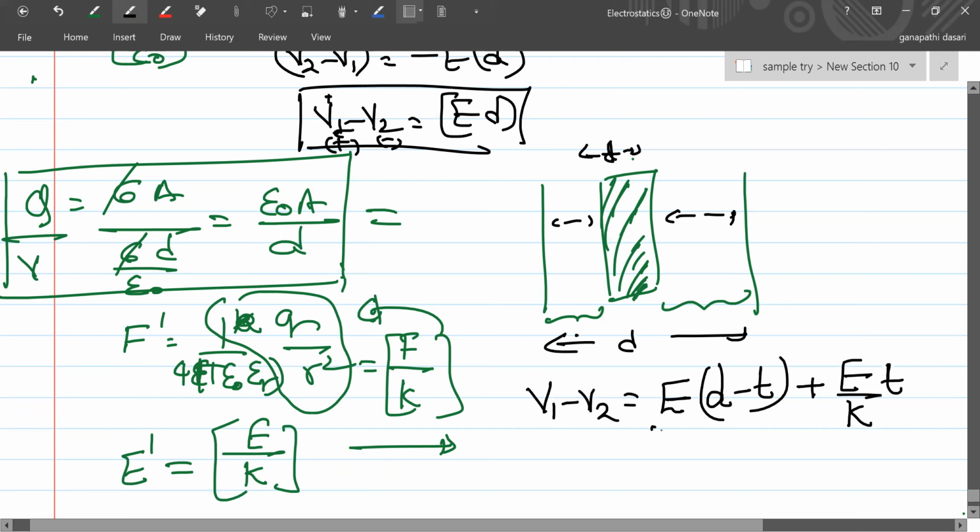Did you get it? The electric field E naught is present between the plates in the D minus T region, because D minus T thickness is air. So the potential drop will be E naught into D minus T plus E by K. E by K is due to the dielectric material, E by K into what is the thickness? T will be the drop here.